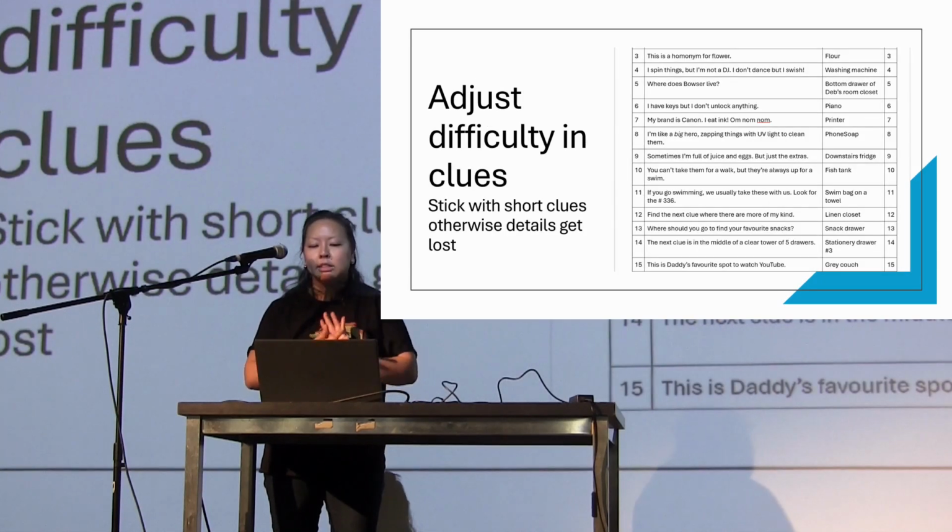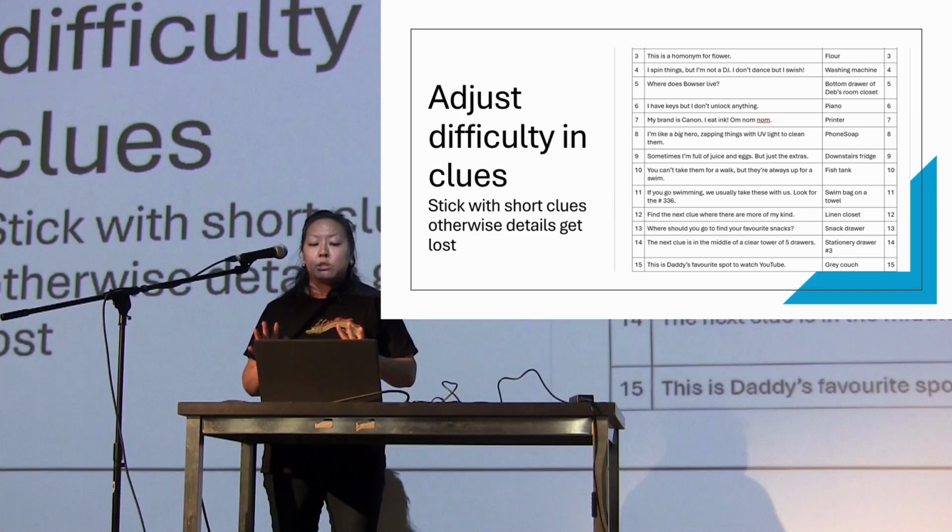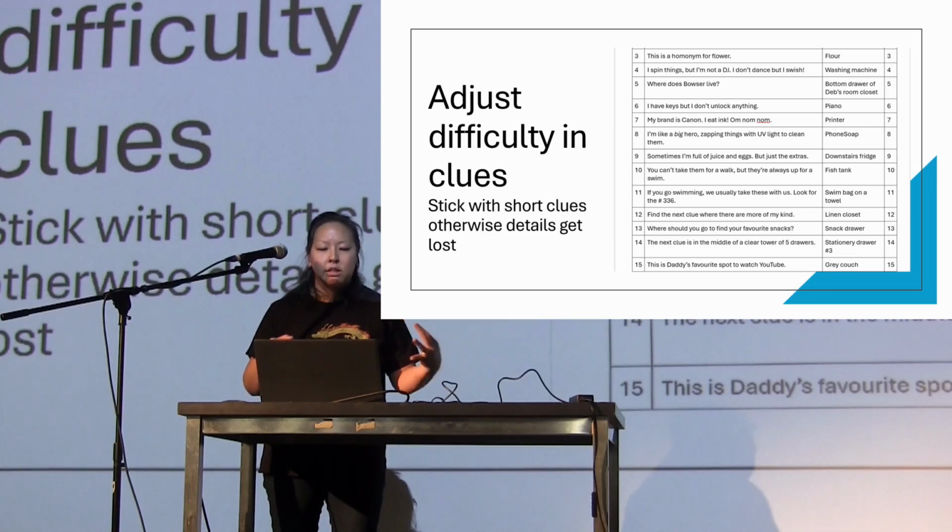I had to adjust difficulty in my clues. Basically, just stick with short clues. The target audience here is my 2 kids, and they are 7 and 10. So you want to stick with short clues, otherwise details get lost.